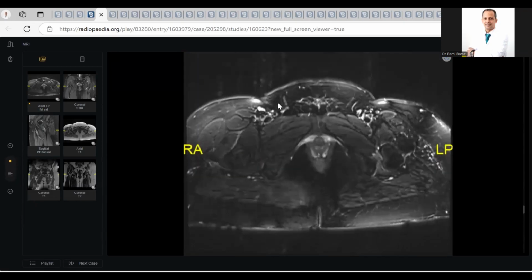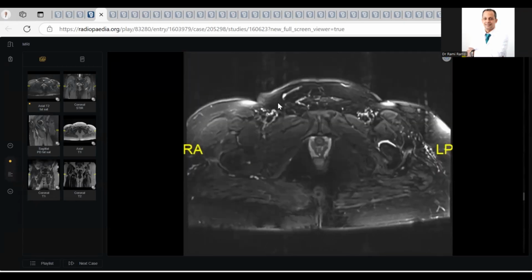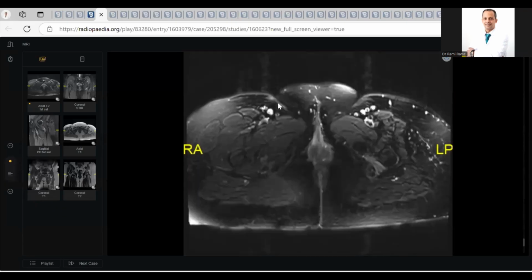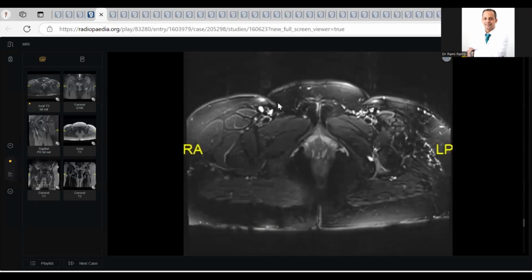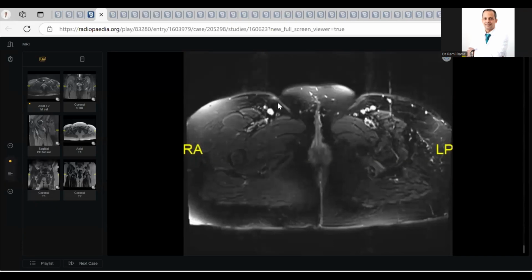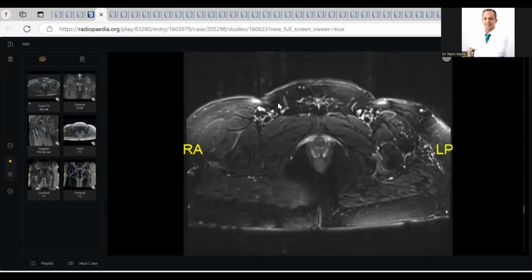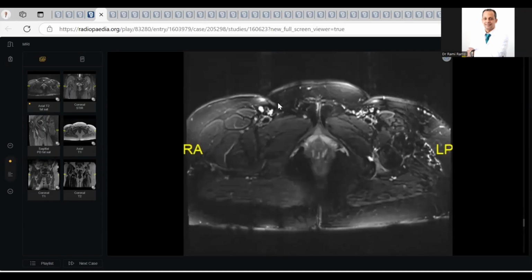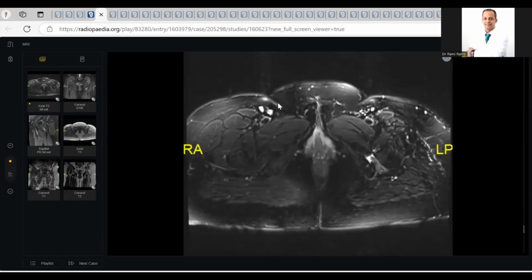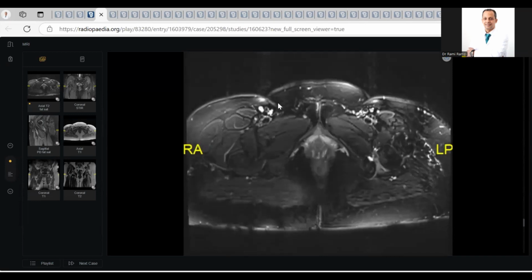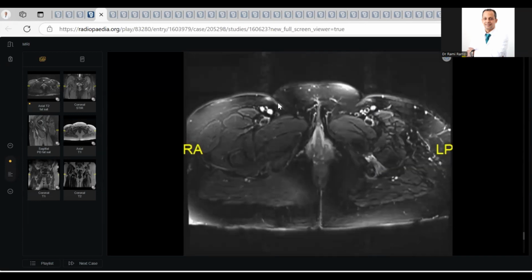I could appreciate mild fluid close to the left ischial tuberosity with maybe some avulsion of the ischial tuberosity. I would like to see the radiograph if available. No history of trauma. Radiograph is normal. Just there is fluid around the ischial tuberosity.